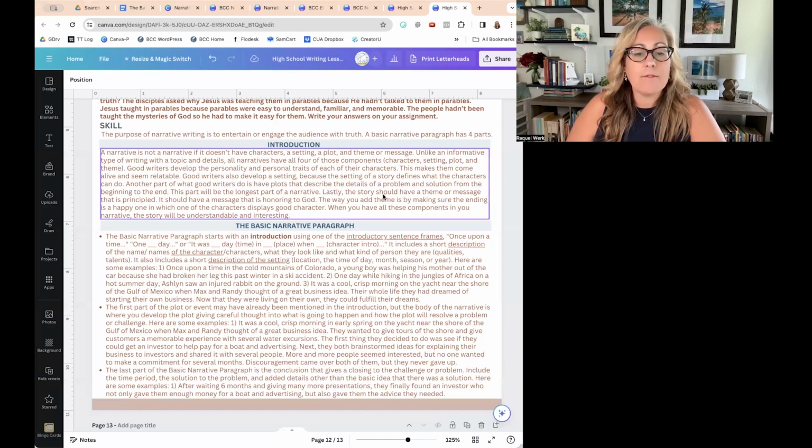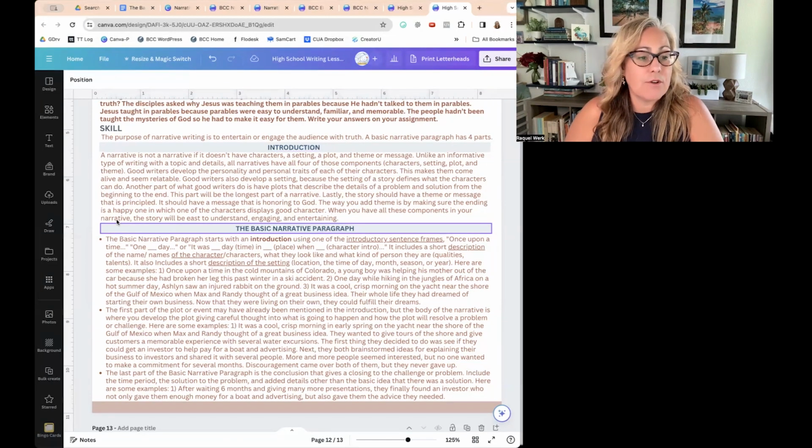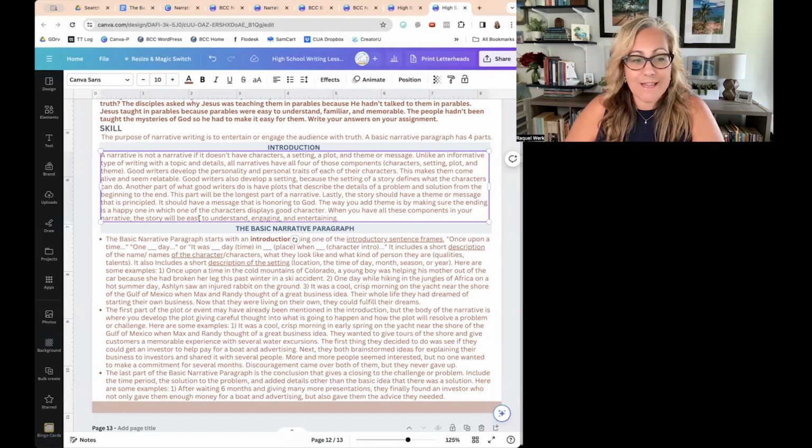Lastly, the story should have a theme or message that is principled. And what that means is it should have a message that is honoring to God. The way you add theme is by making sure the ending is a happy one in which one of the characters displays good character. When you have all these components in your narrative, the story will be easy to understand. It will also be engaging and entertaining.